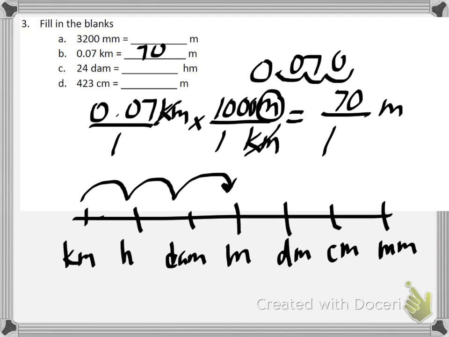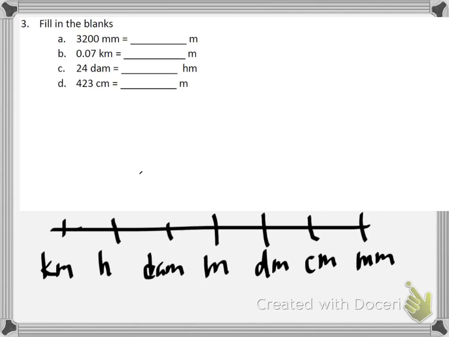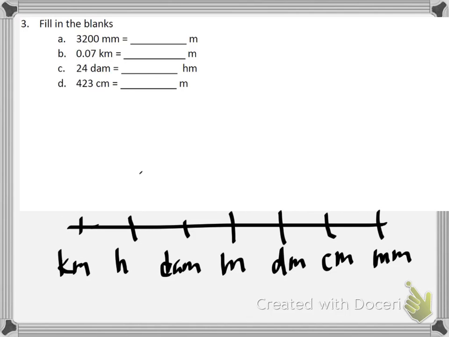For the next one, we have 24 decameters, and we're going to hectometers. So we're starting at decameters here, and we're going to hectometers. So we're going just one space that way. So we have 24, and we're going to go one space backwards. So therefore, our decimal point always goes at the end after the ones place, and now it moves in there. So we get 2.4.